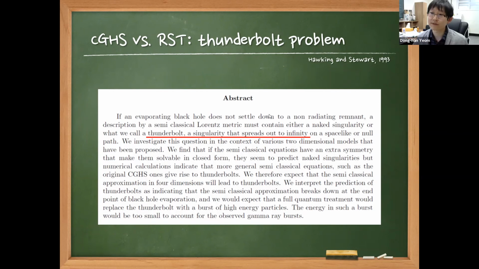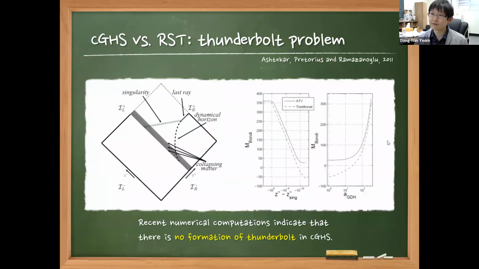However, it was not very clear whether the CGHS model still has the thunderbolt problem or not. And the answer comes again from numerical computations. In 2011, Ashtekar, Pretorius, and Ramazanoglu. So Ashtekar is an expert in GR, and Pretorius is a great expert in numerical relativity. So they wrote the paper and they evaluated details of the CGHS model. And what they concluded is that as the black hole evaporates, the endpoint seems to be a remnant state.